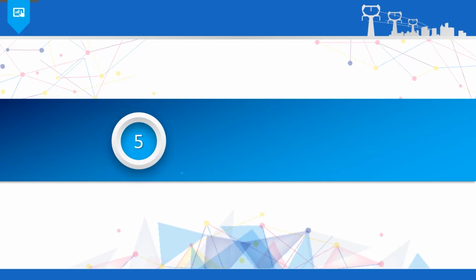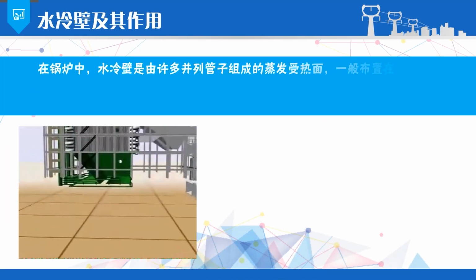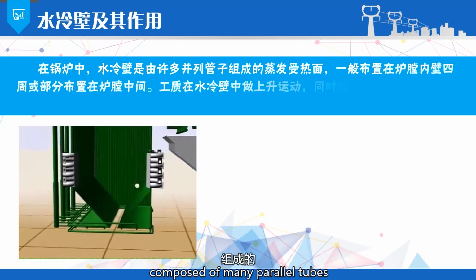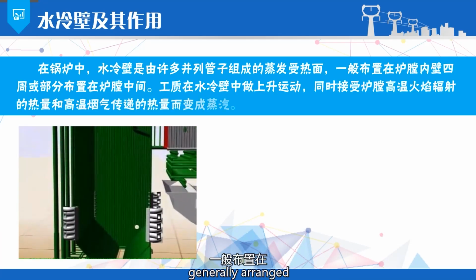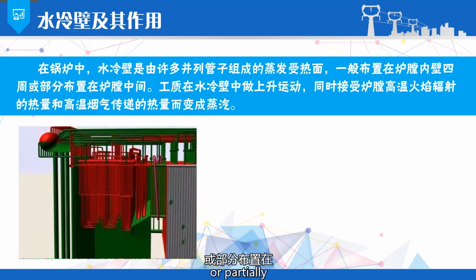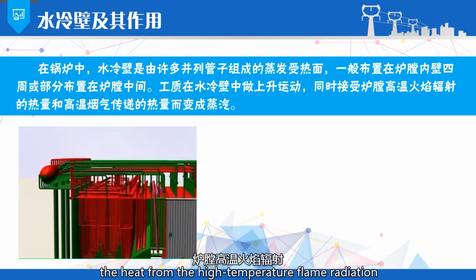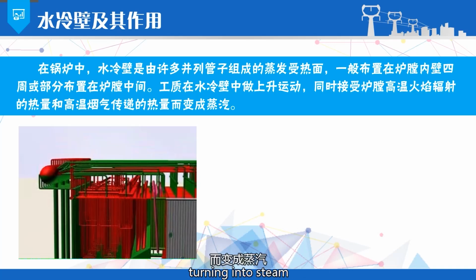In the boiler, the water-cooled wall is an evaporation heating surface composed of many barrier tubes. Generally arranged around the inner walls of the furnace, or partially in the middle of the furnace, the working fluid in the water-cooled wall moves upward while receiving the heat from the high-temperature flame radiation in the furnace, and the heat transferred by the high-temperature flue gas, turning into steam.